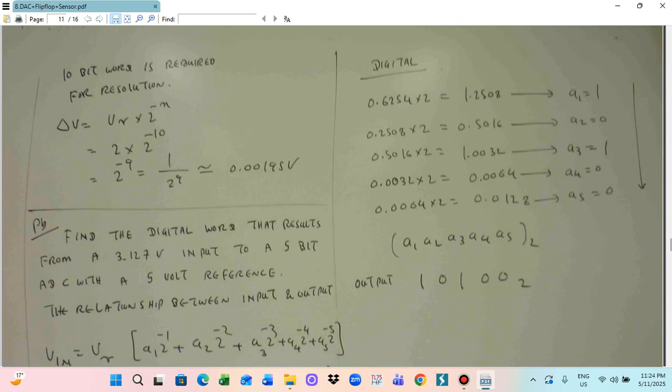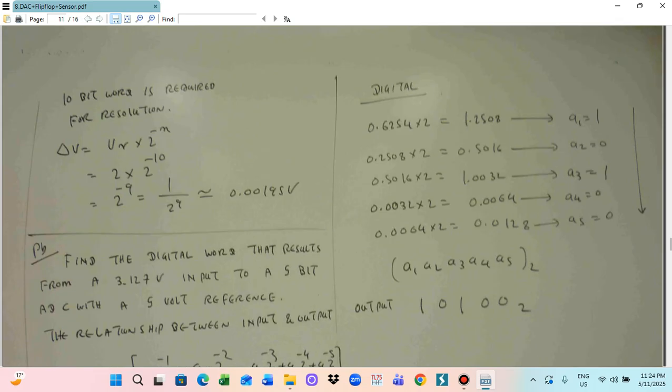So therefore, we have to find out the digital word. In this case, 0.6254 multiplied with 2, so you got 1.2508. So A1 is 1. Then 0.2508 multiplied with 2 is 0.5016. In this case, A2 is 0. And 0.5016 multiplied by 2 is 1.0032, so A3 is 1. 0.0032 multiplied with 2 is 0.0064, A4 is 0. 0.0064 multiplied by 2 is 0.0128, so A5 is 0.